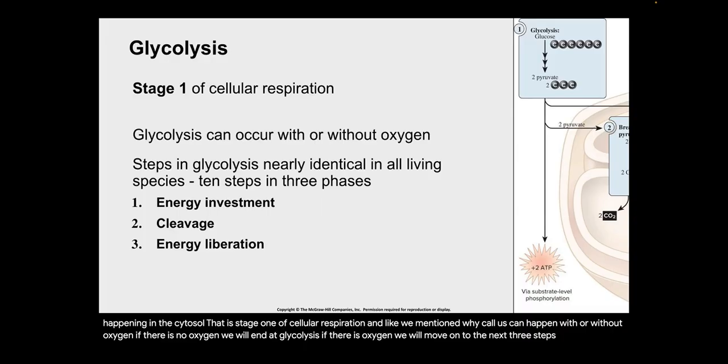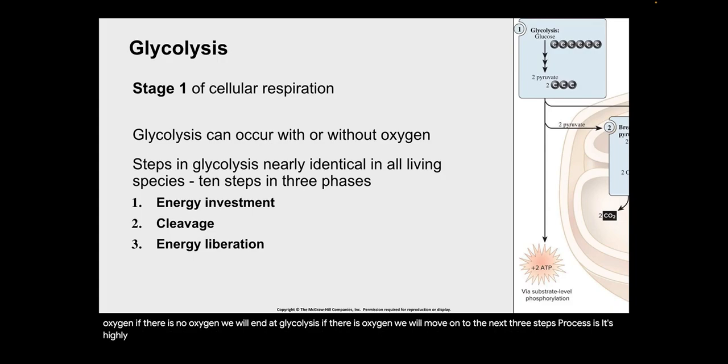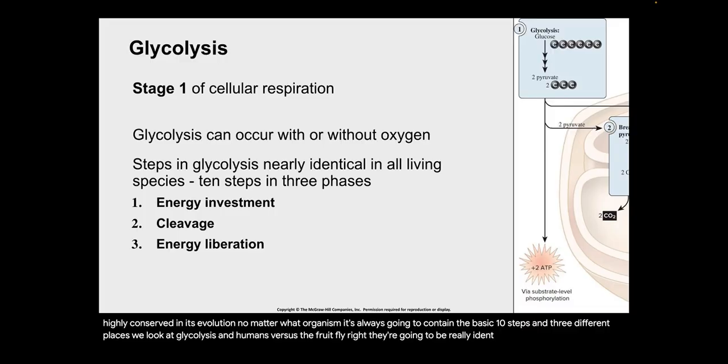Now, glycolysis is really identical in almost all living species. It's highly conserved in its evolution, right? Meaning no matter what organism we look at, it's going to be nearly identical in every organism. Right? It's always going to contain these basic 10 steps in 3 different phases. If we look at glycolysis in humans versus the fruit fly, right? They're going to be nearly identical.